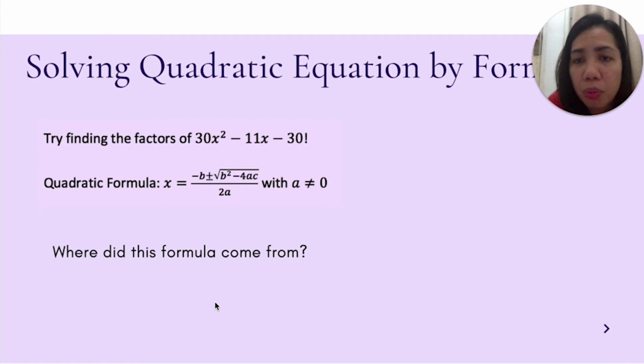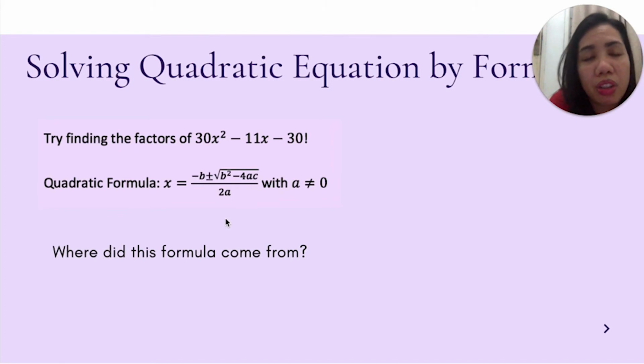Okay, so the quadratic formula is x equals minus b plus and minus the square root of b squared minus 4ac, over 2a. Now we're gonna try to use this formula to solve this quadratic equation: 30x squared minus 11x minus 30. Actually, you can solve it also by using factorization, but if you find out that the numbers in here are too complicated or too big, you can actually use this quadratic formula. You just need to substitute all things here and then calculate it.